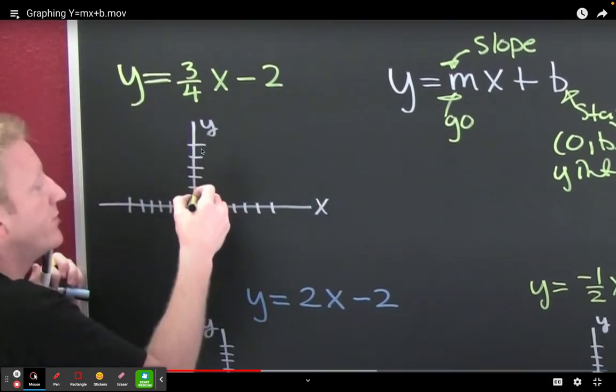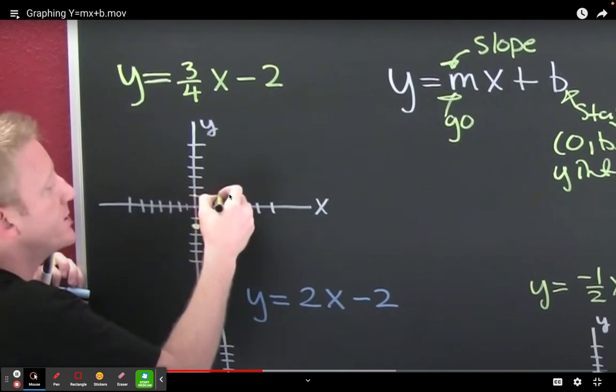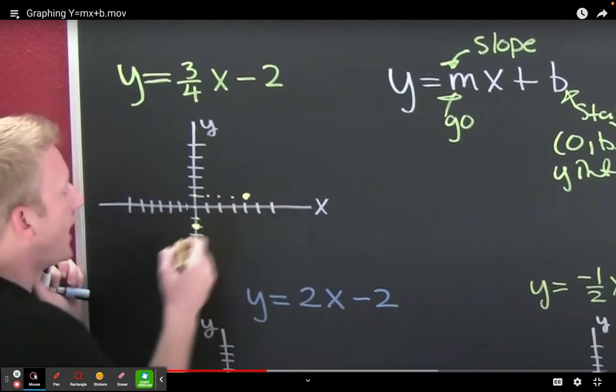Then it's positive. So that's why it goes up 3. And you always, when you graph with slope, go to the right. If it's negative, you go down and to the right.